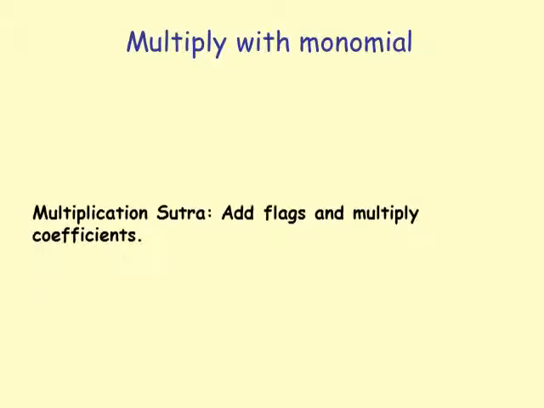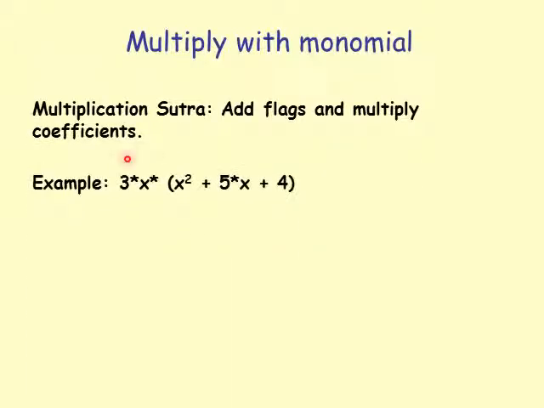Now we will try to multiply with a single term. We are trying to multiply 3x by x squared plus 5x plus 4. So x has a flag of 1, so the flag value would get added. The first term of the result would have a flag value of 3, the second term a flag value of 2, and the third term a flag value of 1. So the first term is 3 times 1 is 3, and the flag value is 3, 3x cubed. 3 times 5, 15x squared. 3 times 4, that's 12x.